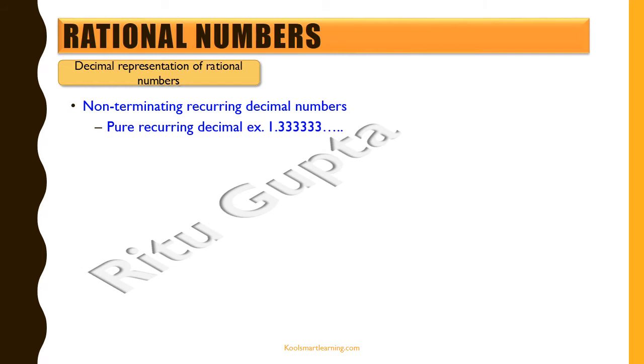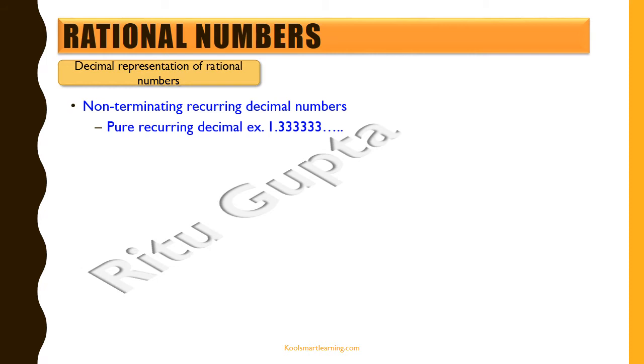And why recurring? Because 3 is continuously repeated. So it's a recurring decimal number. And this number is of the form of a pure recurring decimal number because the digit after the decimal is completely repeated. That is the digit which is being repeated continuously.